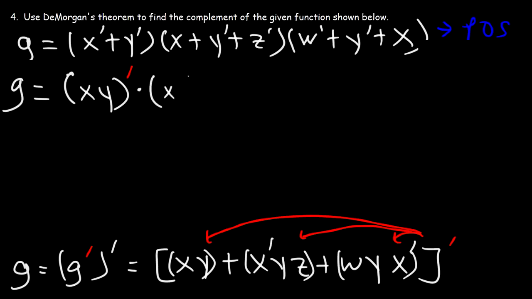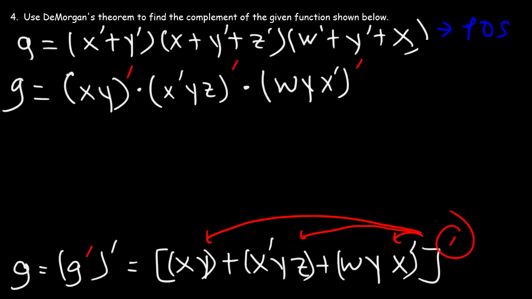And then the stuff inside the second parentheses will not change. Now let's put the complement outside of that. And then the plus symbol will become multiplication. And then this is going to be W, Y, X prime, and then prime outside of that. So since we distributed the complement symbol to the parentheses on the inside, we no longer need the brackets on the outside.